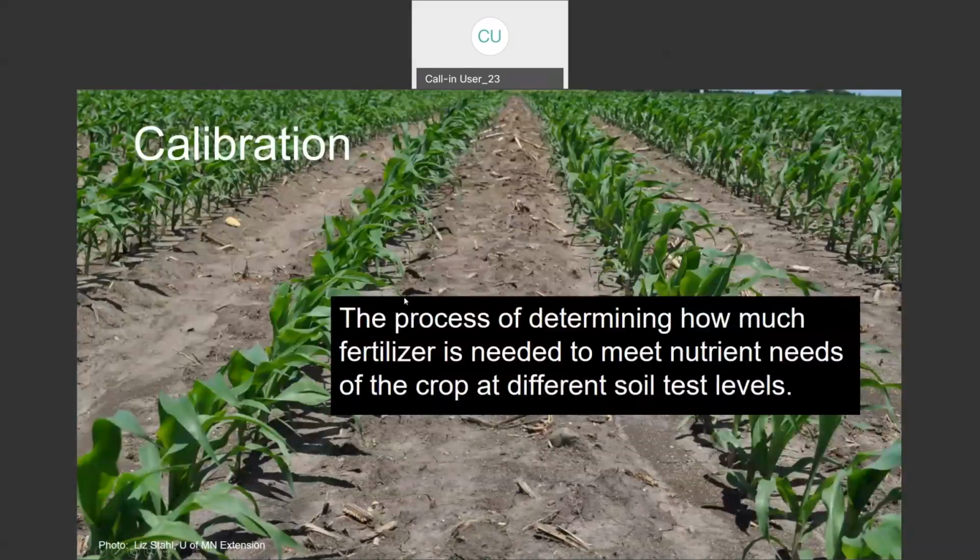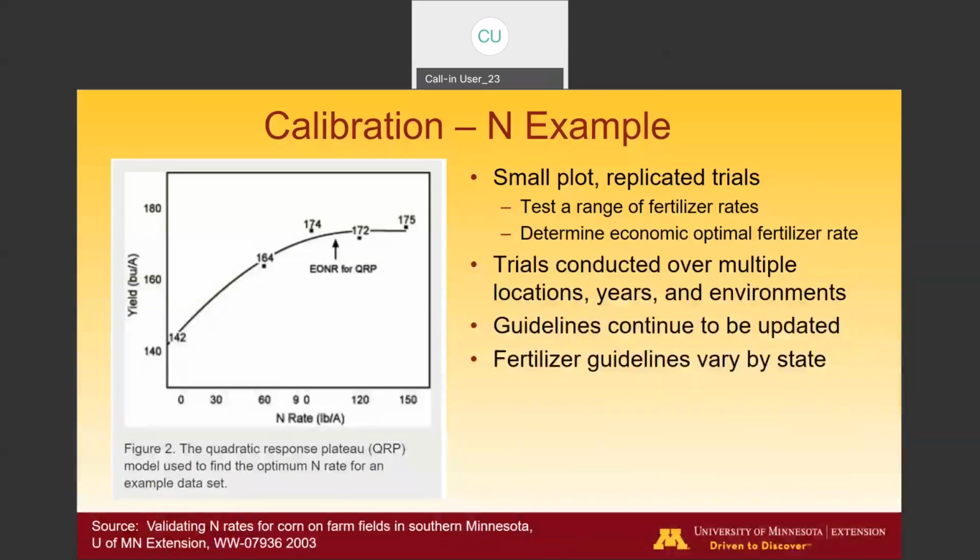And then the next step, or the key piece, is calibration. That's a process of determining how much fertilizer is needed to meet nutrient needs of the crop at different soil test levels. So here's an example looking at nitrogen calibration. Now, calibration trials are commonly conducted by universities. They're usually small plot replicated trials where different levels of application of a nutrient are tested, and then researchers see what they get for yield at these different levels. And they typically include a stand or two of no application of that nutrient. Now, literally hundreds of these trials have been conducted at many locations over many years, representing many different environments.